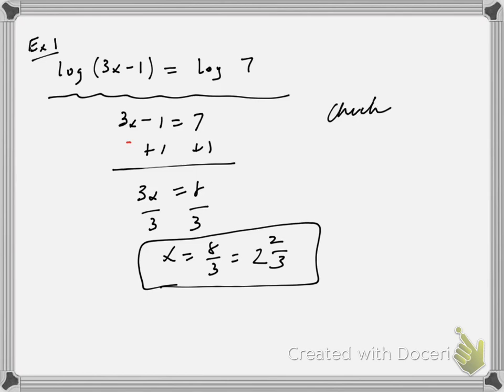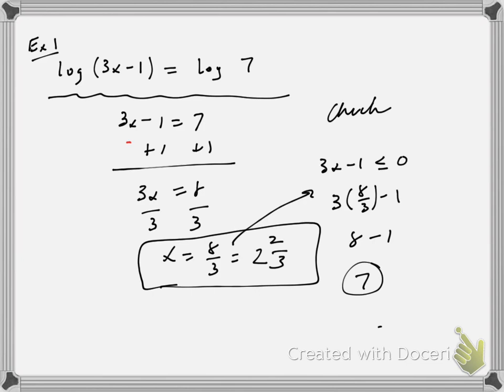And what I'm checking it for is to make sure that the 3x minus 1, when I plug this x back in there, is not going to be less than or equal to 0. So if I have 3 times 8/3 minus 1, this is going to be 8 minus 1, and I get a 7. And since that 7 is a positive number, it's not less than this, then I know that this is an okay solution. It's one that I would count.